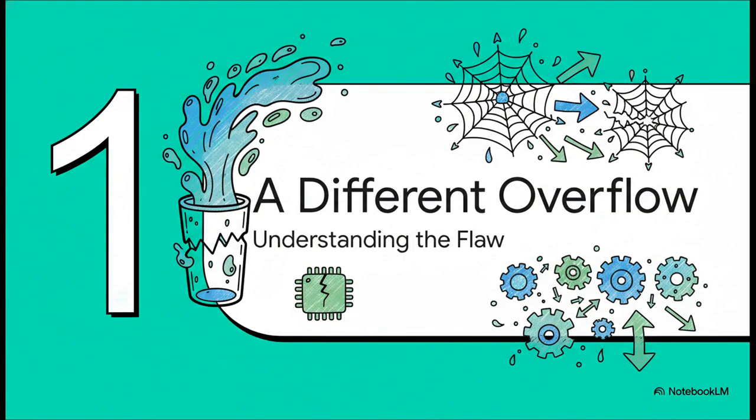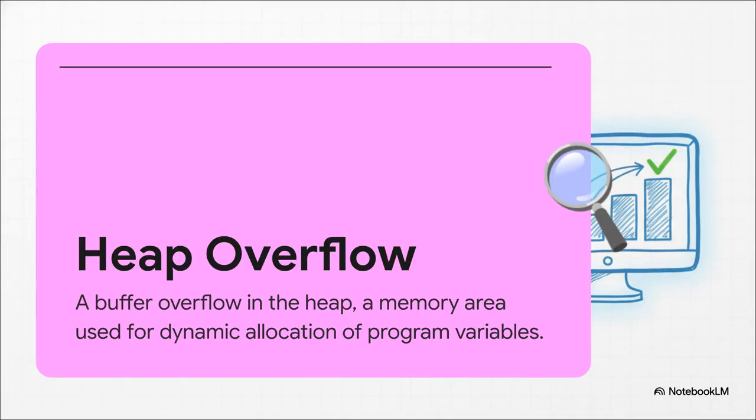Okay, first things first, let's get a feel for the playing field and the specific vulnerability we're dealing with, because this isn't your everyday, run-of-the-mill overflow that you might have heard of before. So what is a heap overflow exactly? Well, it happens when a program tries to stuff more data into a memory buffer on the heap than it was actually built to hold. Just imagine pouring way too much water into a cup. It's gotta spill somewhere, right? And where it spills, well, that's where the trouble really starts.